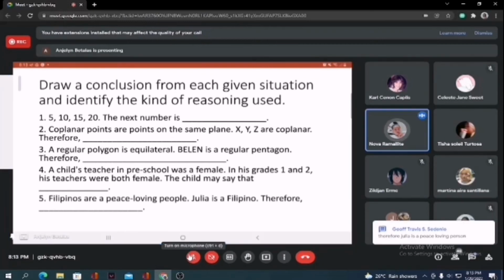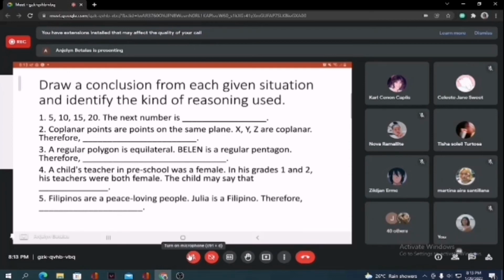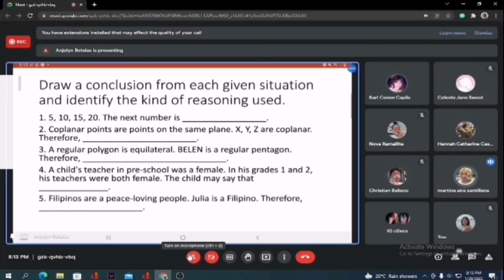Inductive or deductive? Deductive. It uses facts and definitions. Where is the conclusion? Julia is a Filipino. Deductive.